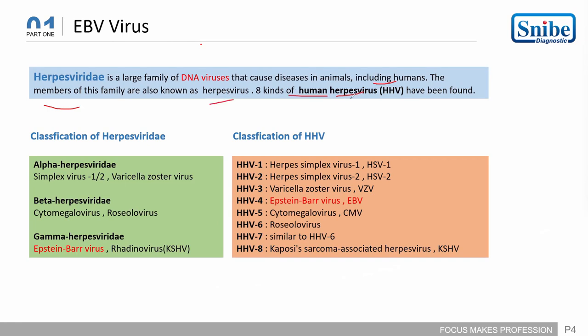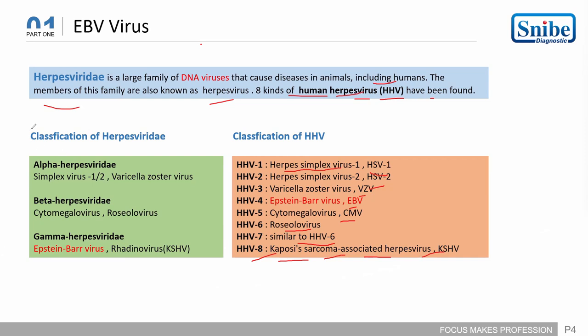There are 8 kinds of human herpesvirus that have been found: HSV1, HSV2, varicella zoster, Epstein-Barr virus, cytomegalovirus, roseolovirus HHV6, HHV7, and HHV8, which is Kaposi sarcoma associated herpesvirus, called KSHV.